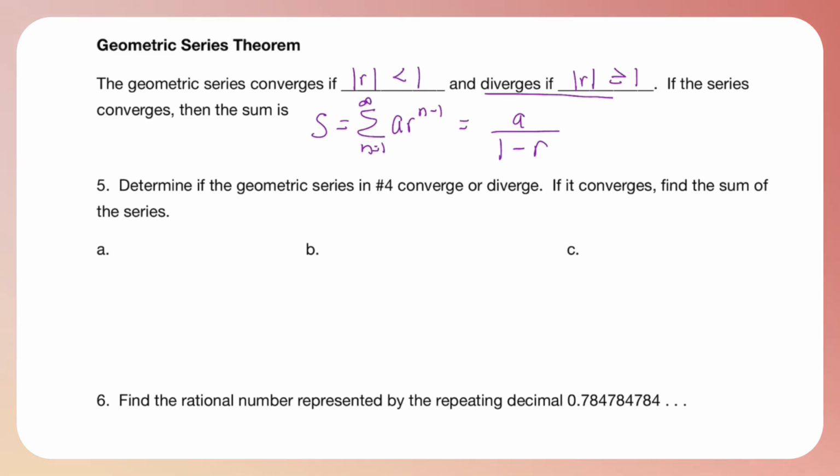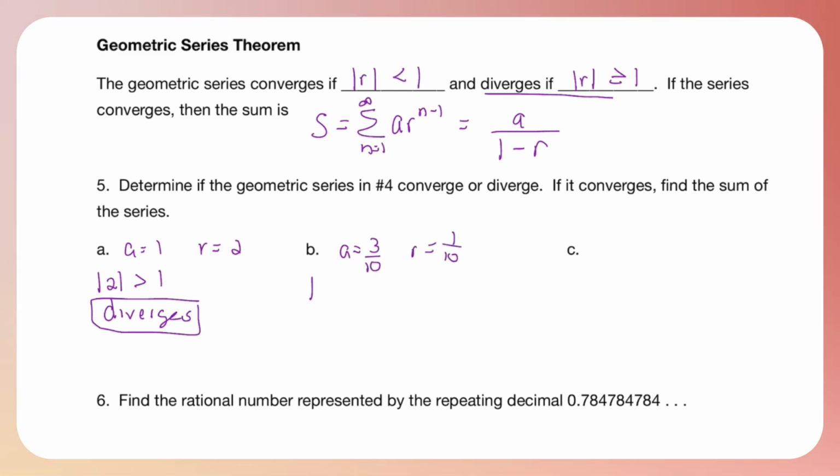Okay, so let's look at our A, B, and C example from above, and we're going to figure out whether these series converge or diverge. So in our first one, we had A is equal to 1, R is equal to 2. So the absolute value of 2 is greater than 1. So by our geometric series theorem, this diverges. Okay, looking at B, we found that A was equal to 3/10 and R was equal to 1/10. So the absolute value of 1/10 is 1/10, which is less than 1. So this series converges. Now we're going to find the sum that it converges to.